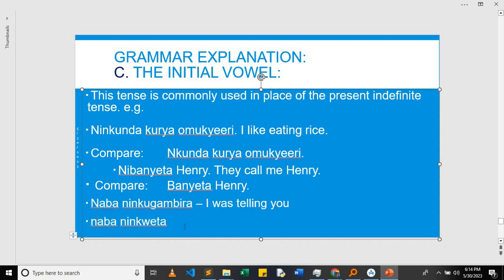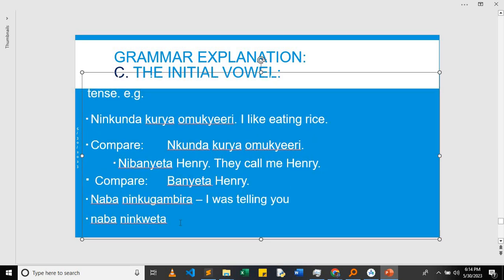Okay, what about I will tell you? I will tell you tomorrow. You say, ninza kukugambira. Ninza kukugambira nyenkya kale. I will tell you tomorrow.